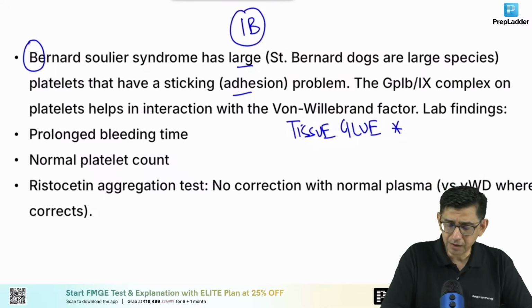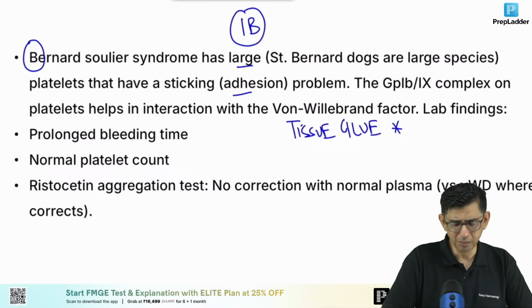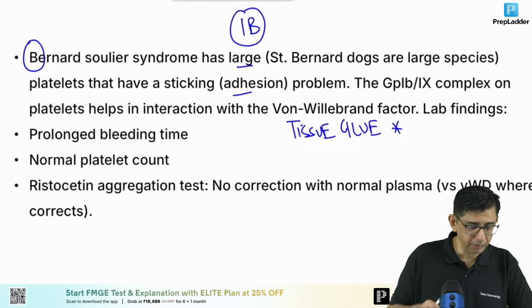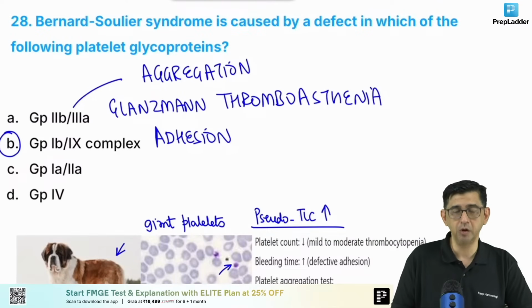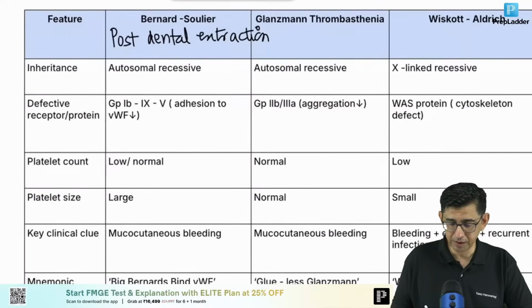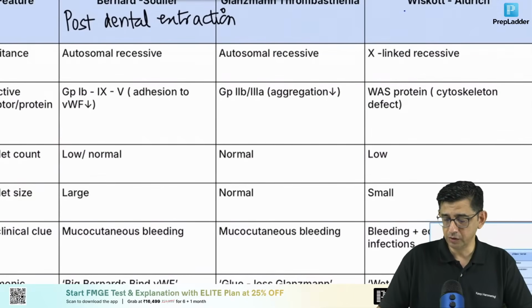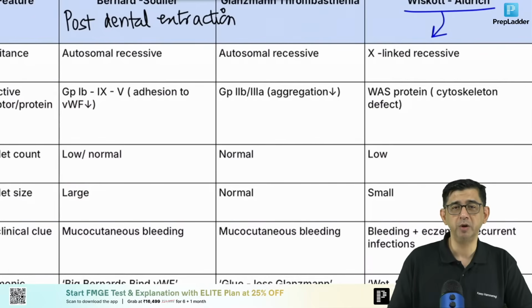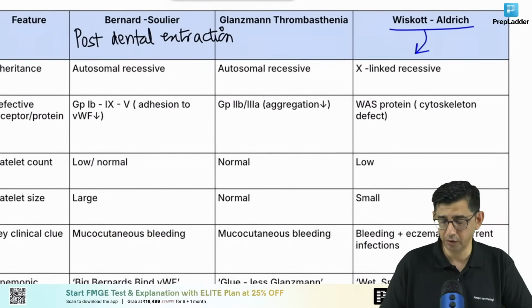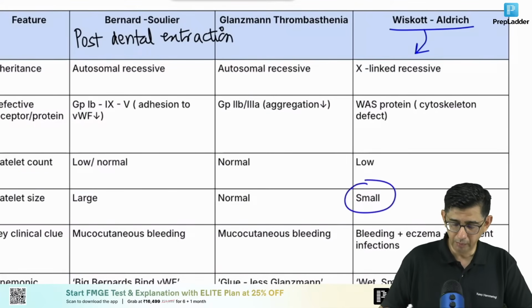The ristocetin aggregation test in this condition will not show correction with plasma, so that's okay. But most of the time they're not even reaching up to the ristocetin aggregation. They're reaching on the common thing, which is: what's the fundamental problem in Bernard-Soulier? So remember, large platelets, sticking problem. Bernard begins with a B, so I can say that the 1B receptor is the one which is affected here. Okay, moving on. Small platelets are seen in Wiskott-Aldrich syndrome. Wiskott-Aldrich syndrome is X-linked recessive again, so we'll discuss a mnemonic later on for the X-linked recessive disorders. But Wiskott-Aldrich would have small platelets. Bernard-Soulier will have jumbo platelets or super large platelets.